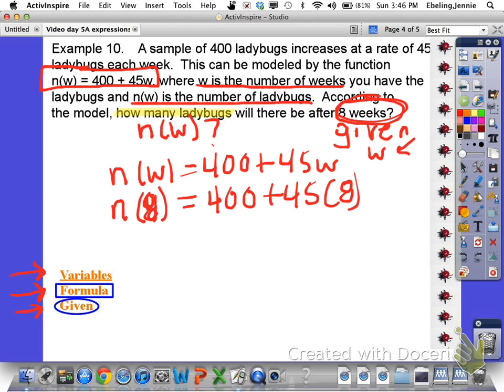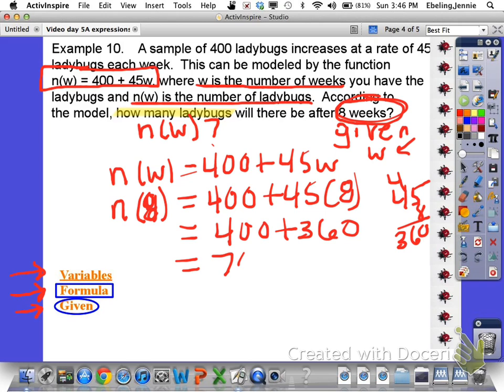Now remember, when you're evaluating a function like this, all the work is on the right-hand side. So we have 400, and we've got this 45 times 8 that we want to do. 5 times 8 is 40, carry the 4, so 4 times 8 is 32, plus 4 more, it's 36, so plus 360. Add that up, and I have 760. But before we walk away, we want to make sure that we label this answer. What does it represent in this word problem? Well, what were they asking for? How many ladybugs? So we say ladybugs after it.